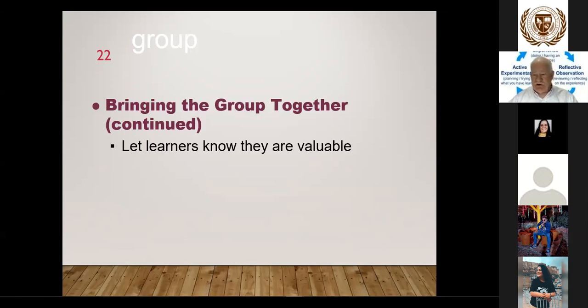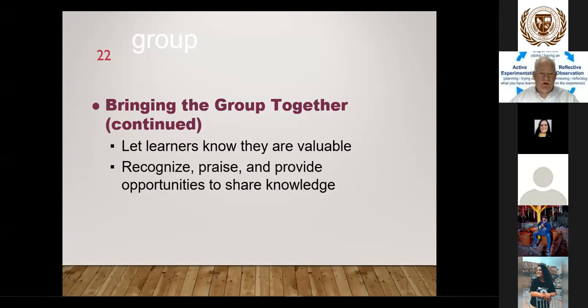Let learners know they're valuable. It's very important, and I appreciate the opportunity to have the WhatsApp group so that we can interact with one another, and because then we can appreciate each other's value. I can be the most amazing teacher in the world, but if I do not have a group that is there with me, they're not going to learn. So letting people know they're valuable is a part of bringing your group together.